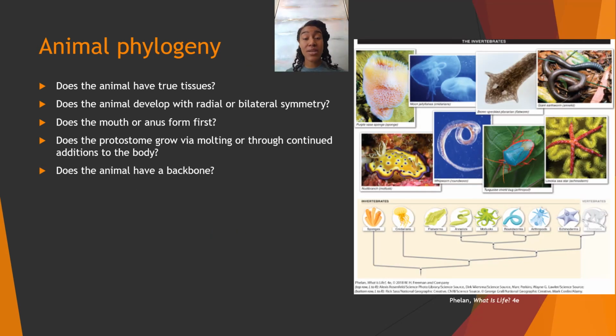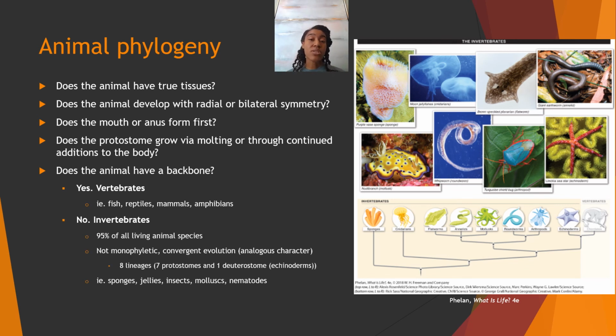There are many, many more important questions to ask when you're trying to group animals together, and also when you're trying to establish their evolutionary relationship and find their common ancestors. However, the last question we're going to talk about in this class pertains to both protostomes and deuterostomes. And the question is, does the animal have a backbone? If the animal does have a backbone, we call them vertebrates. And this includes fish, reptiles, mammals, and amphibians. If the animal does not have a backbone, then they're called invertebrates.